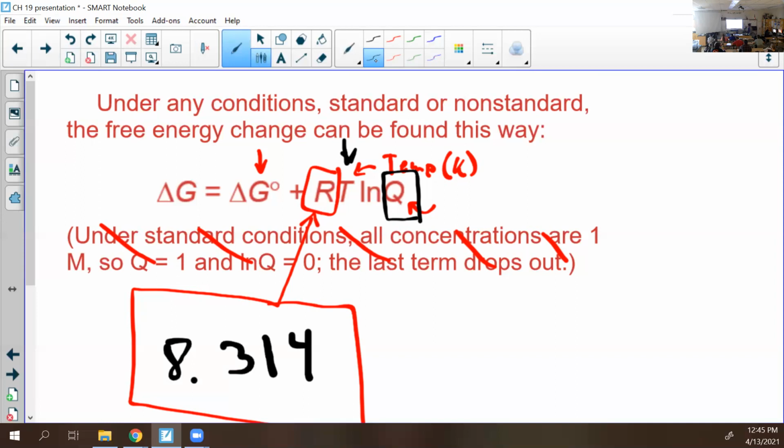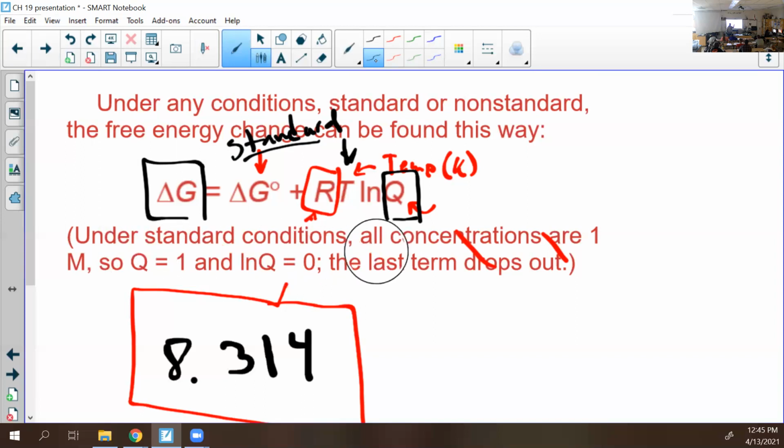Well, you know what? Delta G naught is true, yeah, these are standard, but we're trying to find out if it's spontaneous at the new conditions, not standard conditions. So this thing is crossed out. It's important, but you don't worry about memorizing it.